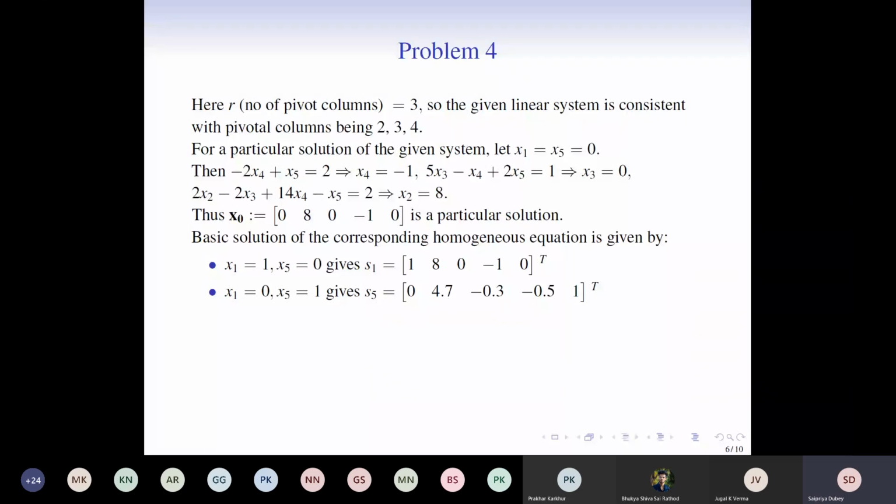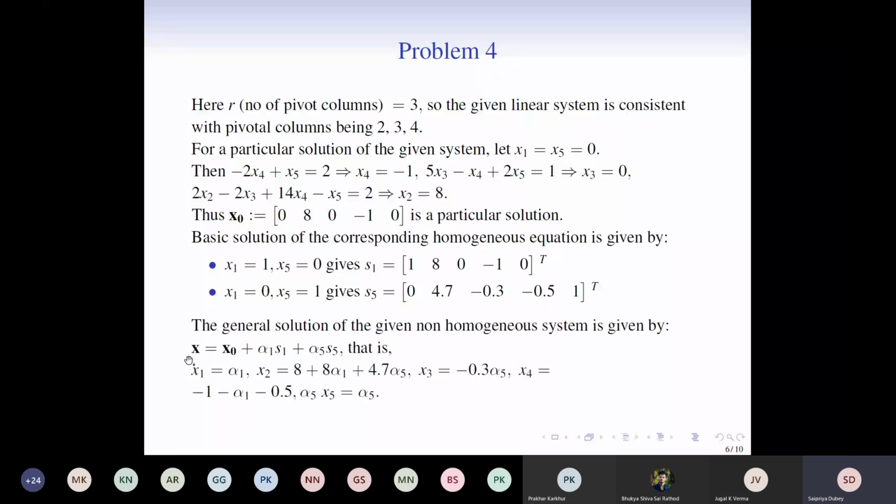Now these basic solutions and the particular solution will help us get the general solution. Let's see how. The general solution is given by x equals x0 plus alpha 1 s1 plus alpha 5 s5. I missed writing that alpha 1 and alpha 5 belong to R. Any arbitrary linear combination. All right, so this is the formula.